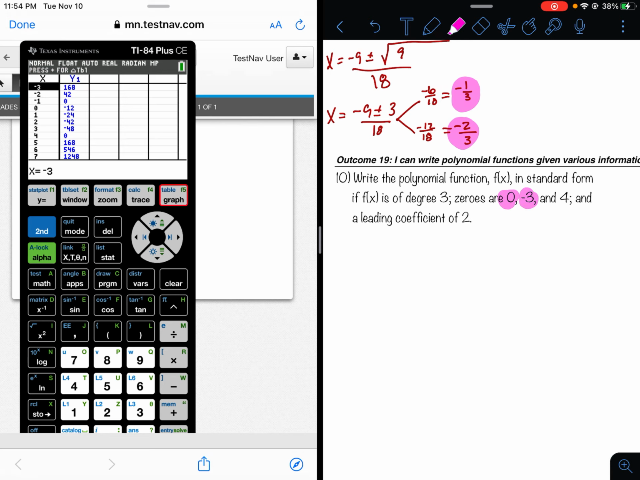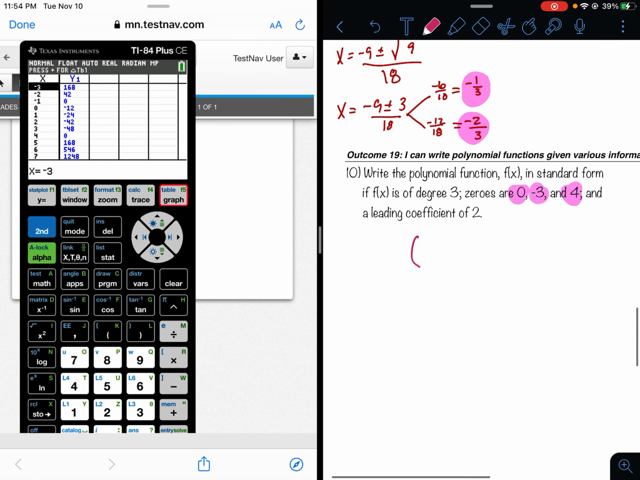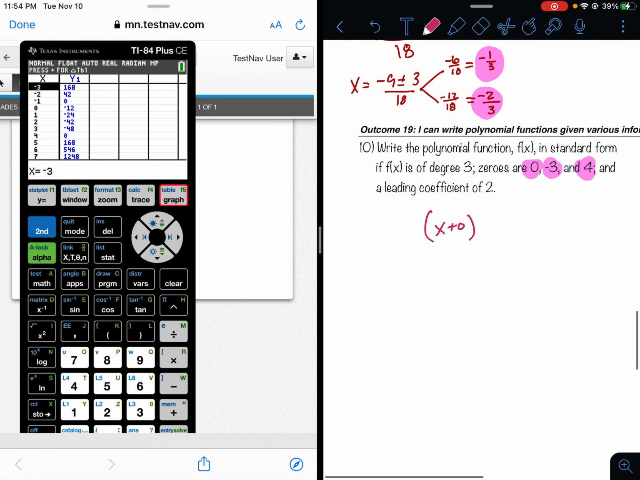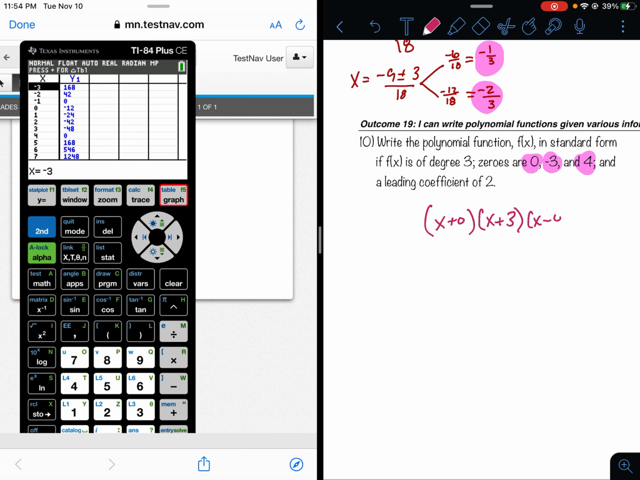It tells you that the solution is 0. It tells you the solution is -3. And it tells you the solution is 4. So what we can do is put those in factored forms in parentheses. Now the first one, 0, there's no real opposite sign there, so you just put x plus 0. But in the other ones, the -3 in factored form would be x plus 3. And the 4 in factored form would be x minus 4.